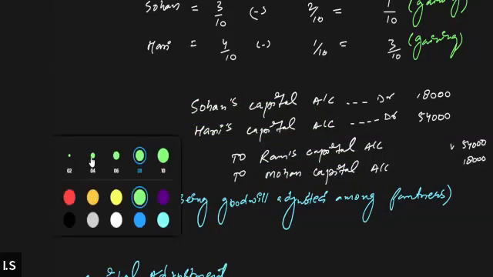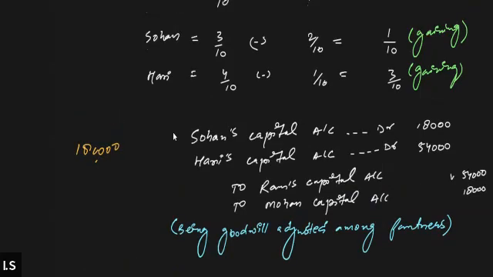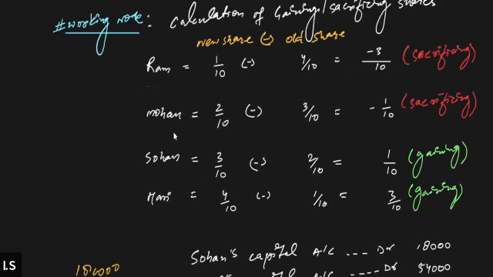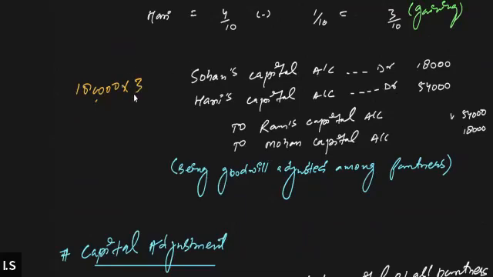Now the question is, sir, what will be the value? How will the value of the goodwill be adjusted among the partners? So see, the value of the goodwill that is given in the question was 1,80,000, right? So 1,80,000 will be adjusted among the partners in their gaining and sacrificing share. In case of Ram, the sacrificing share was minus 3 by 10. So once you calculate 1,80,000 into 3 by 10, you will get 54,000. So Ram's capital account will be credited by 54,000.